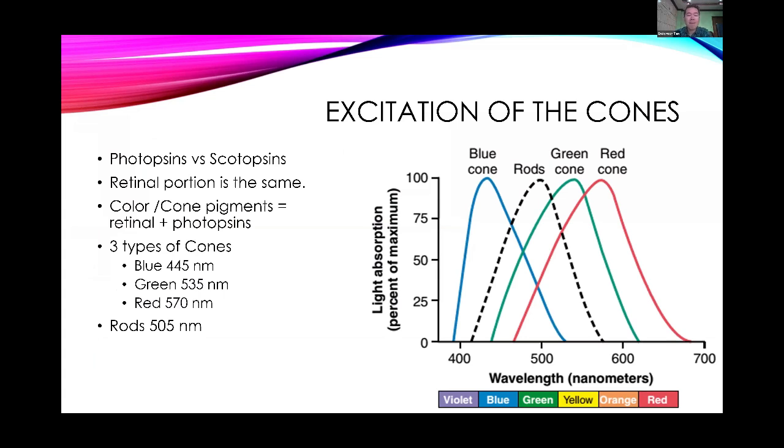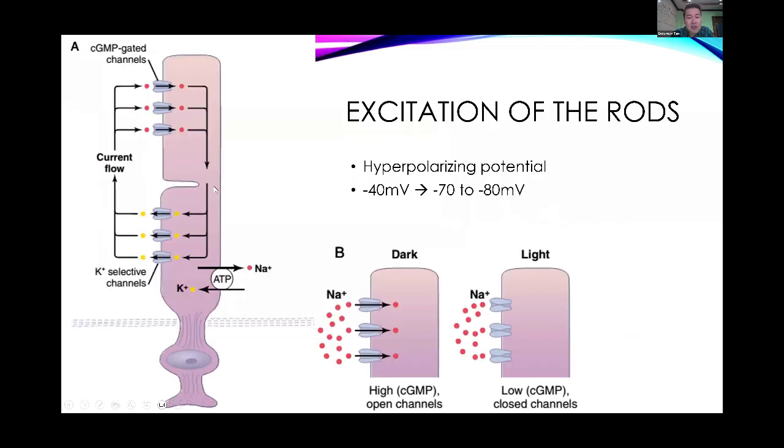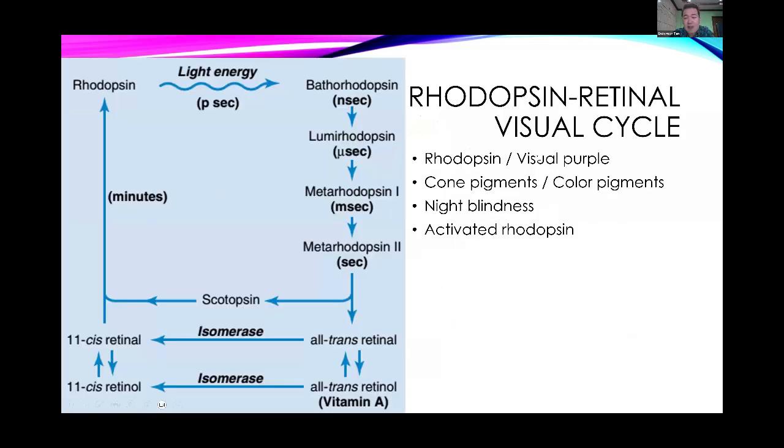Now, excitation of the cones, okay? So photopsins ang usapan, color pigments, cones, okay? Photopsins, what do I say? The retinal portion is the same. Remember, I showed you this one. Rhodopsin, or the visual purple, is made up of the scotopsin and the retinal.